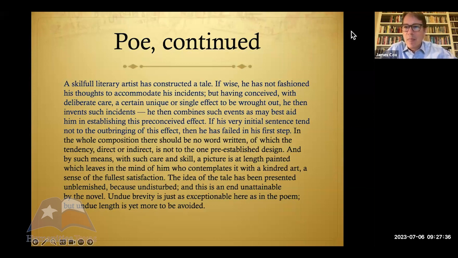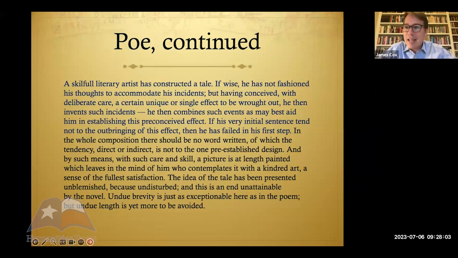I'm sure I'm not the only person that, as I read that aloud, wondered about Poe's pronouns here. Please insert other pronouns over the exclusively masculine ones that he uses. So he's thinking about a short story as having a certain unique or single effect. That's how he thought of the short stories that he was writing.